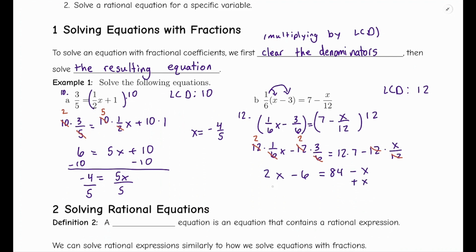Add x to both sides, and add 6 to both sides. We get 3x equals 90. Divide by 3, divide by 3. We get x equals 30. Sorry, I made a silly error there. We didn't divide by x, we divided by 3.